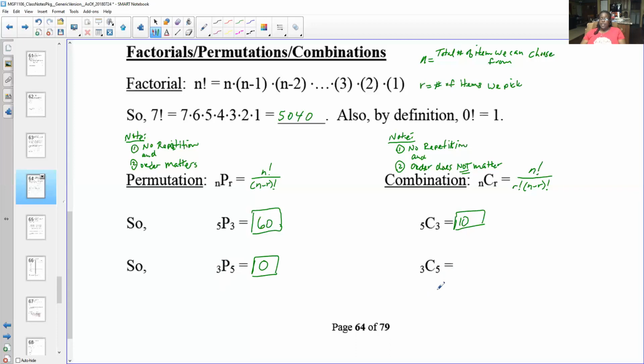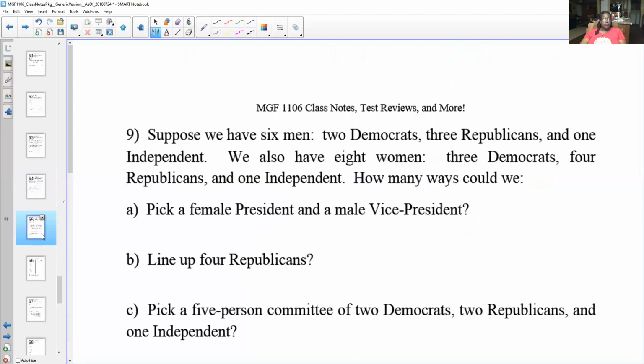What do you think about combination? You have 3 items and you want to choose 5. Should still be 0, right? Still not logical there. Your N always has to be bigger than your R, because you have to choose these things. You have to pick these things from the group. So your group has to be bigger than the number of items you're picking from it. All right, let's go to the next problem.